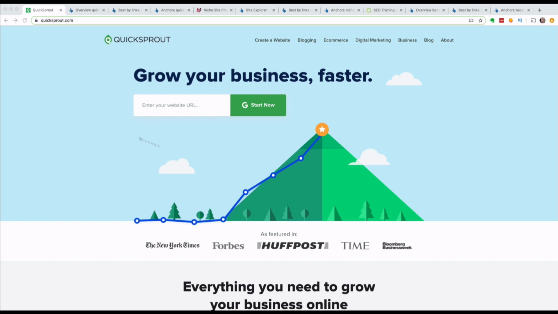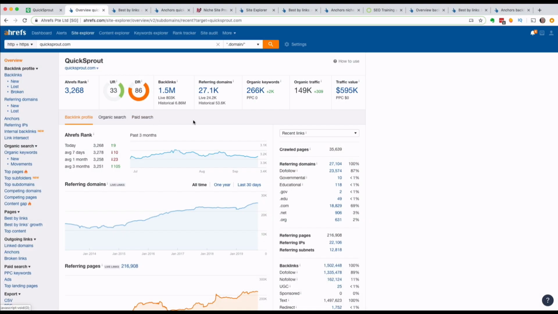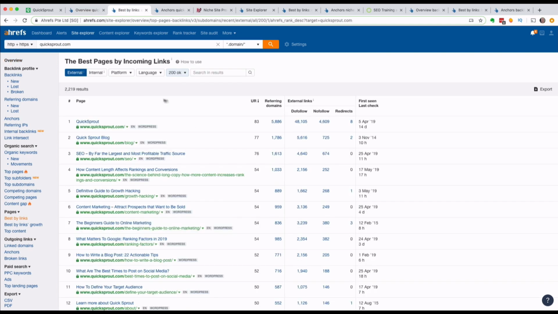We're starting at QuickSprout here, which is Neil Patel's blog. He has a couple blogs. When you take a look, you can see that there's a lot of links going to this one. There's a lot of action going on. It's ranking for a lot of keywords, and over time, it has grown in general. We're going to look at the backlinks here. So, best pages by incoming links. And you can see I've filtered on no 301 redirects or anything, just normal links coming in.